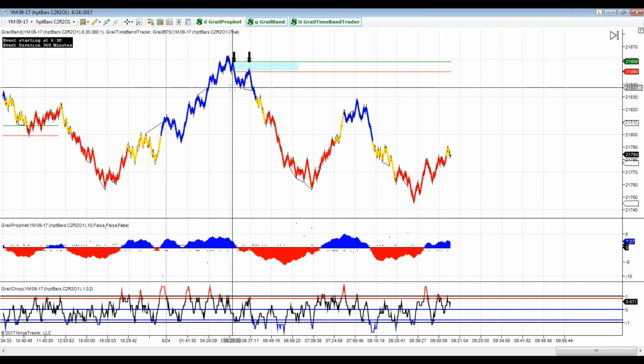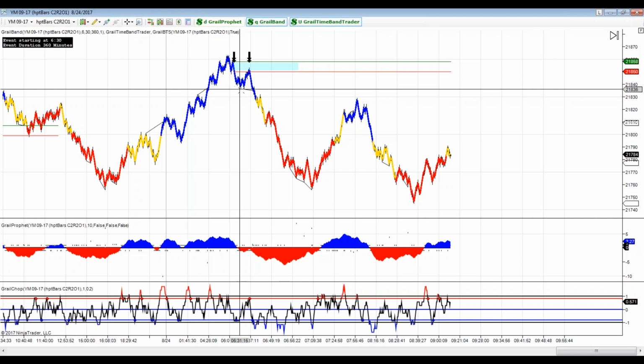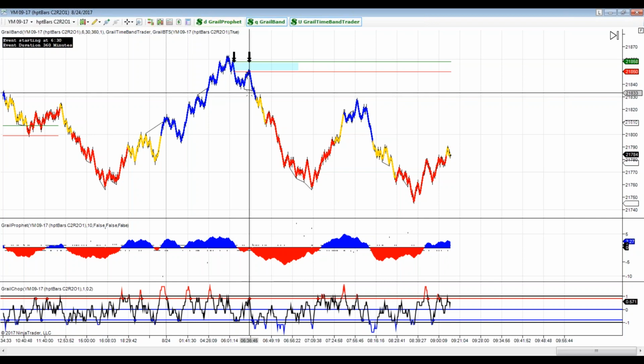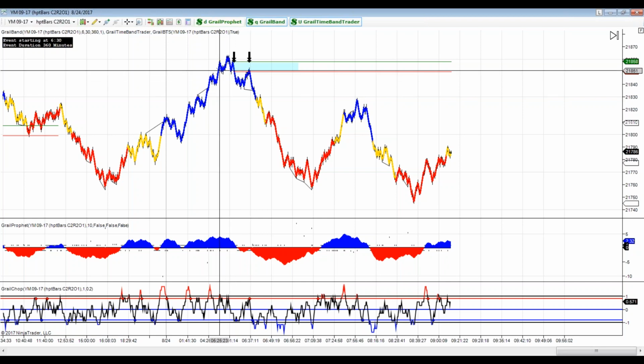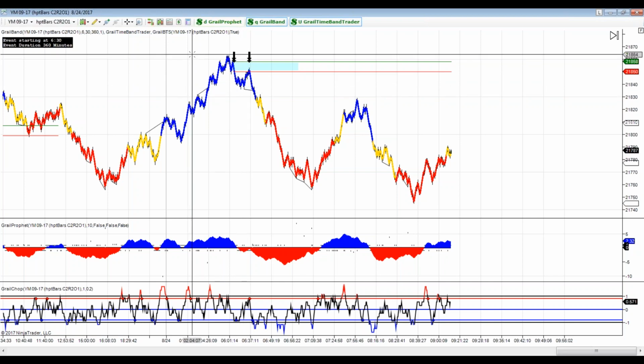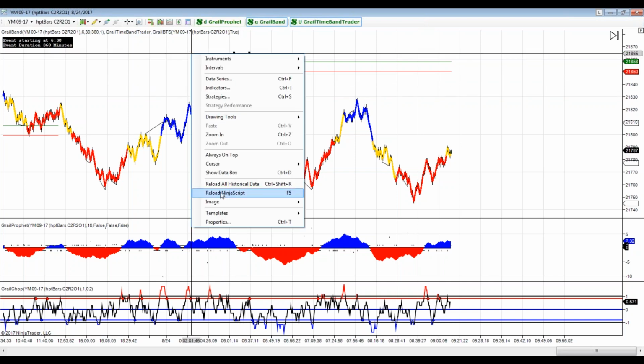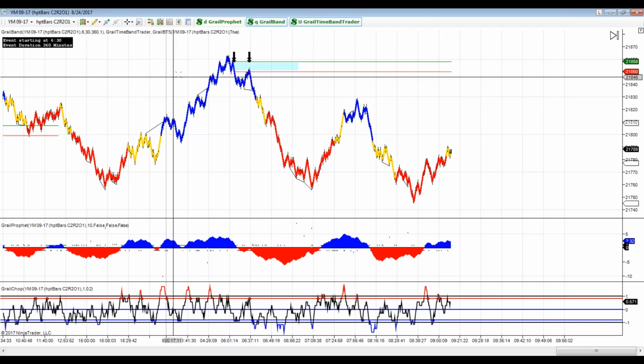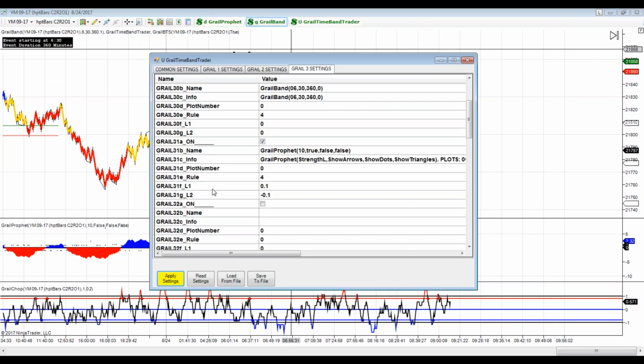So right here we went below the band, the profit was blue, that's not going to work. But right here we went below the band and the profit was red, so it's going to pick up a short there. It doesn't care what the BTS is doing, because we're not using the BTS as a filter. So I'm going to right click and reload. I'm going to make sure I applied it. Did I apply it? I think I did.